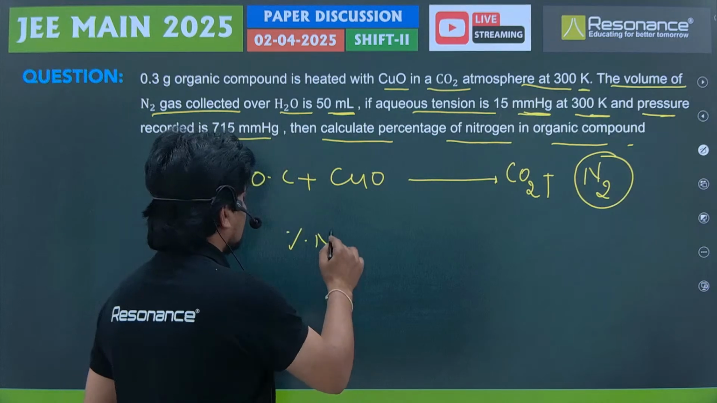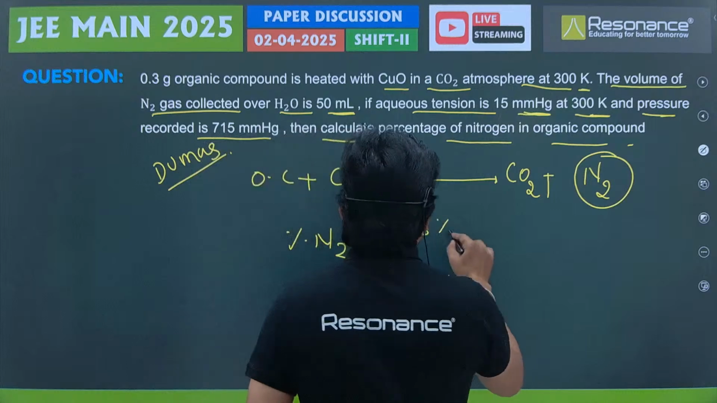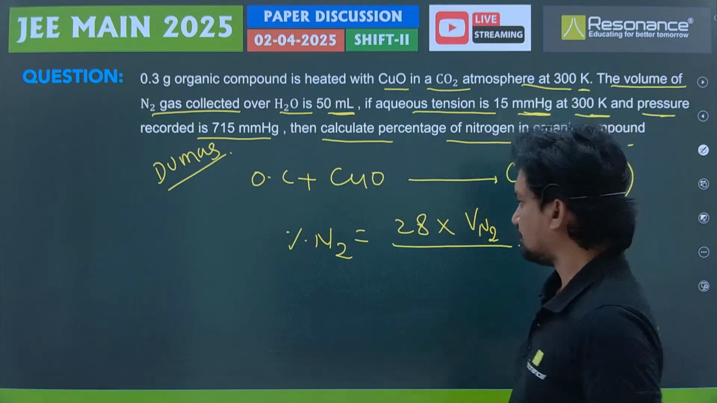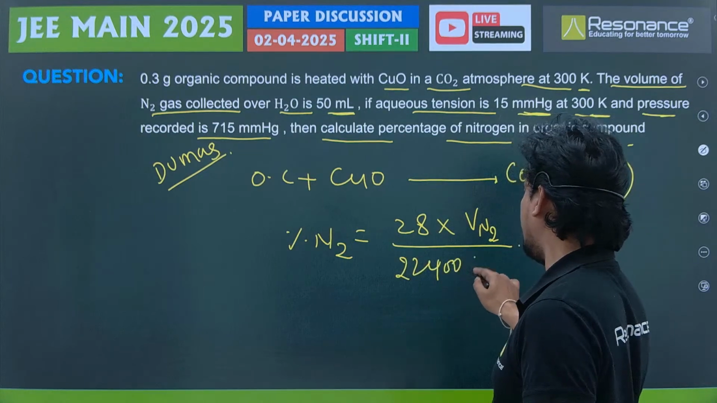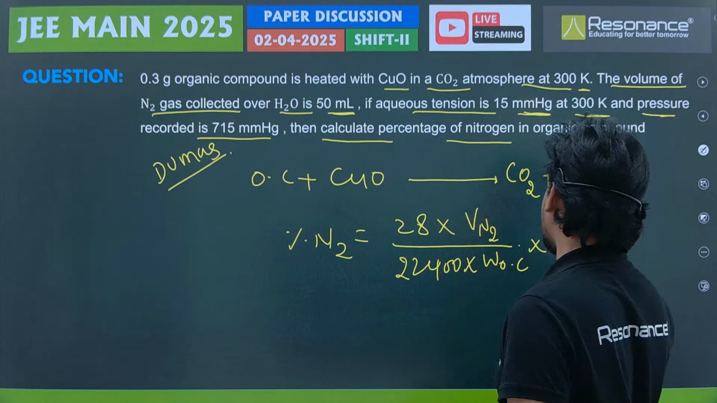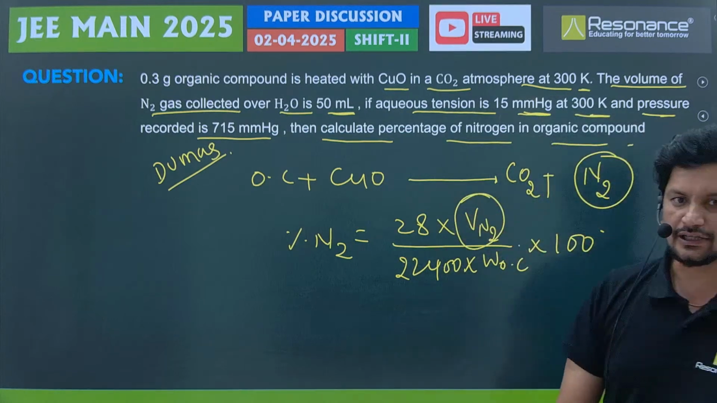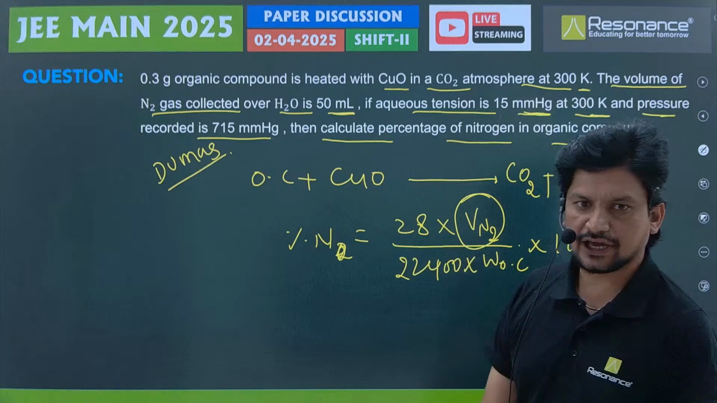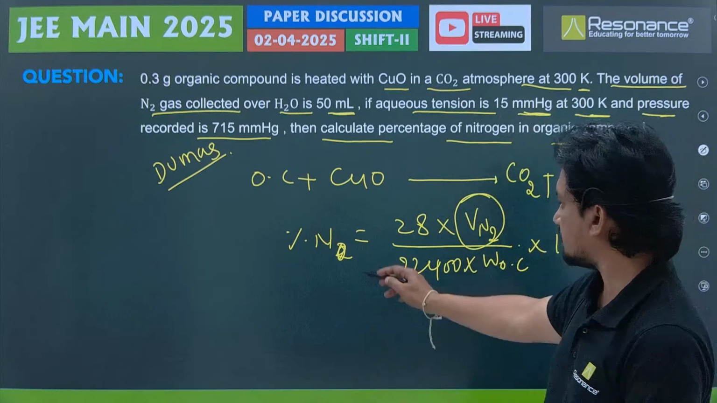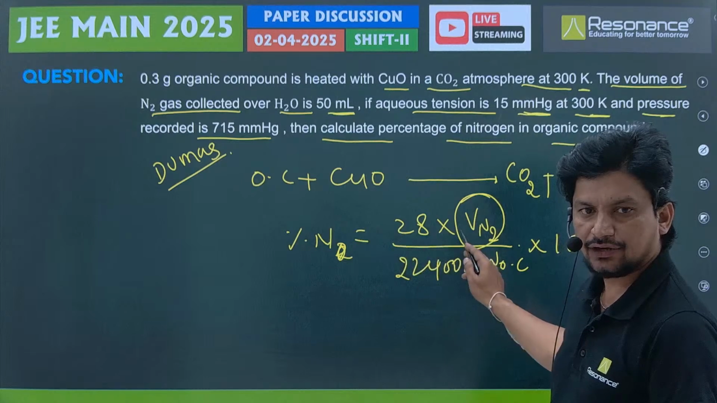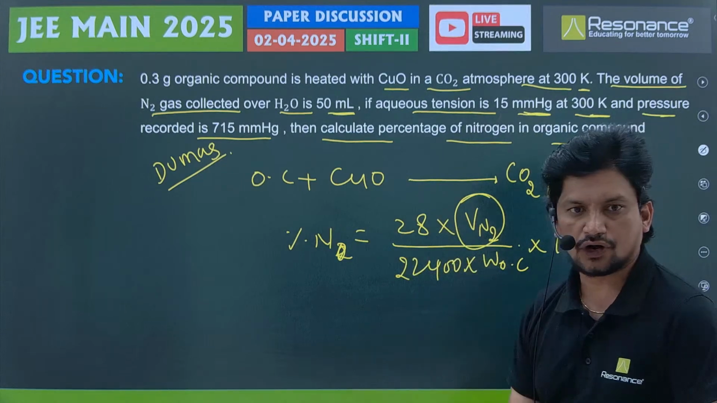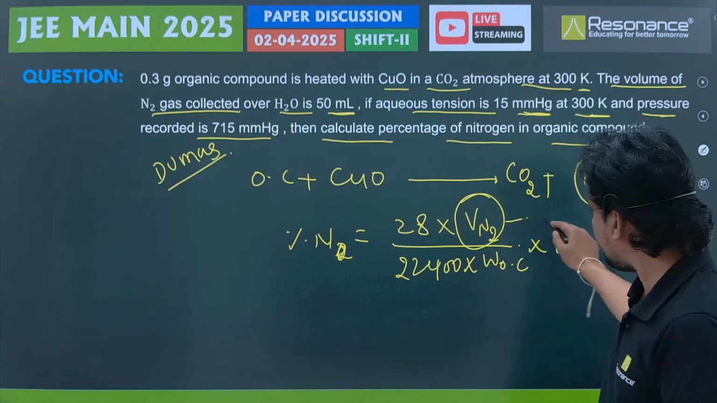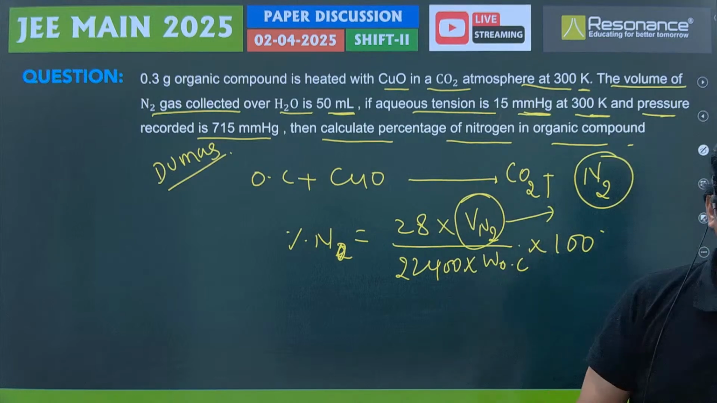Percentage of nitrogen equals, what is the formula? 28 into volume of nitrogen collected in the nitrometer, over 22,400 into weight of organic compound, into 100. This is a very, very important point, the formula in the Dumas method. The percentage of nitrogen in the organic compound we can calculate using the Dumas method. But here the volume of nitrogen we have to calculate at STP conditions only.